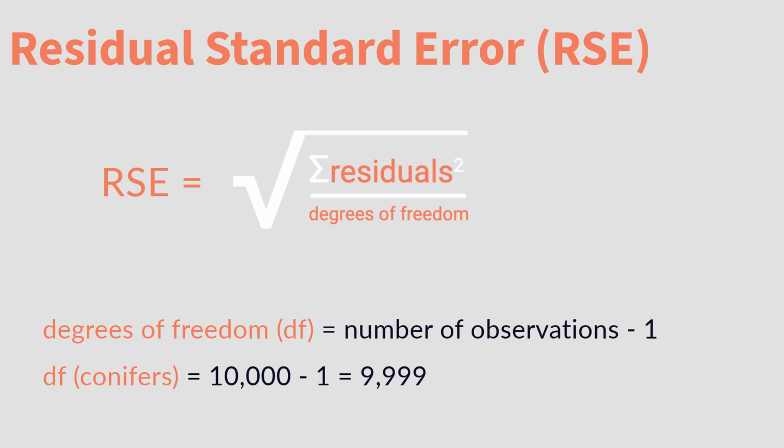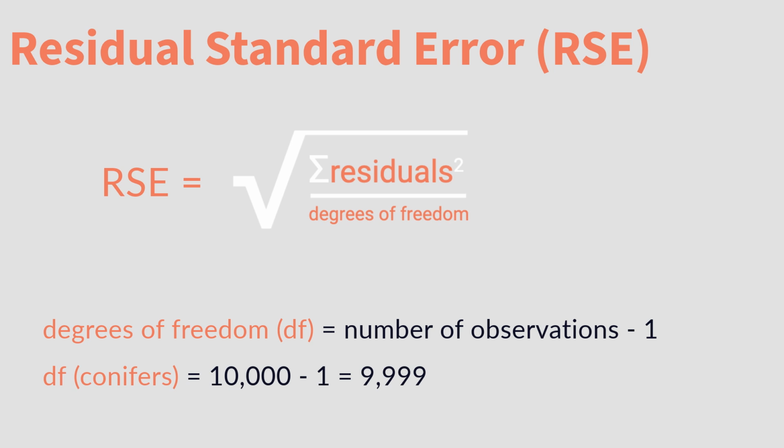Another measure of model accuracy is residual standard error, or sigma. It is a measure of how well the regression line fits the actual data points. It tells you, on average, how far off the model's predictions are from the observed values. The residual standard error takes all the residuals, squares them, and divides the number by the degrees of freedom, and then takes the square root.